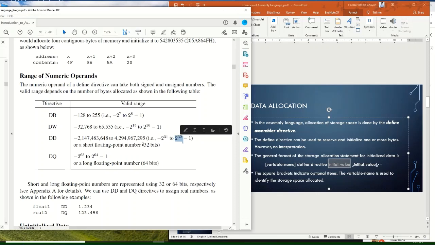And this is DQ, quad word. Quad word means 4 bytes. No, I mean 4 words. 4 words means 64 bits. That's why the maximum is 2 to the power 64. That's how we can remember. Okay, so that is also the range.